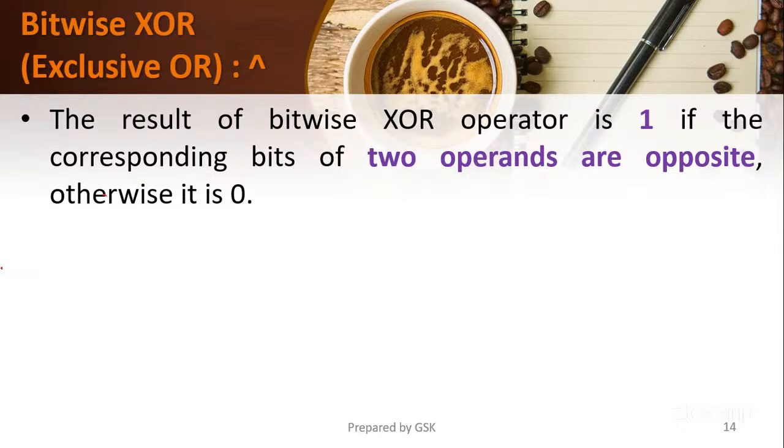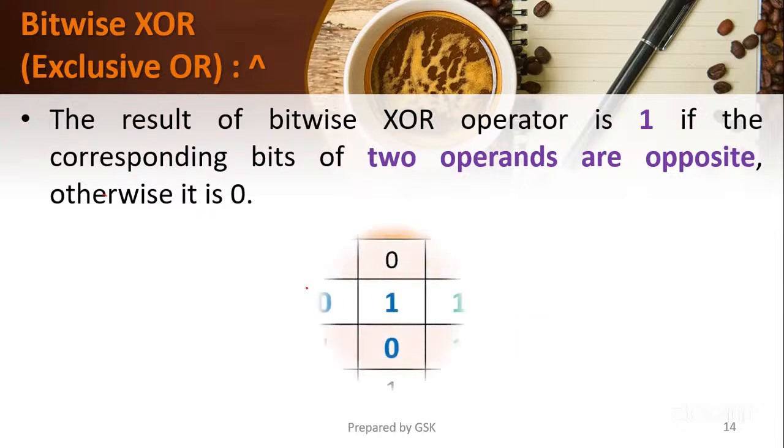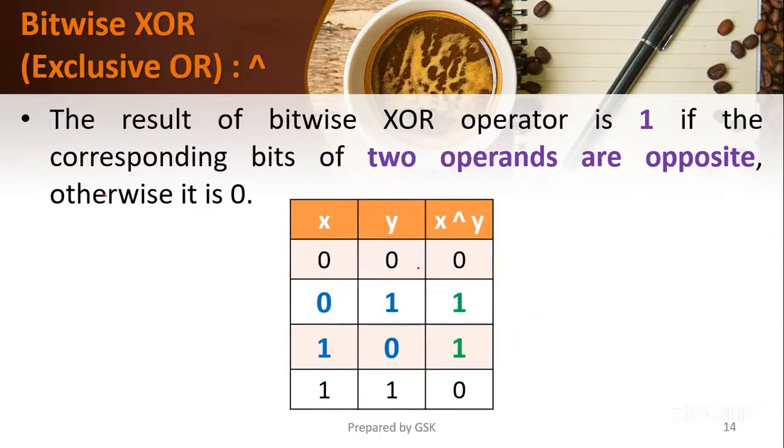Whenever you are working with the bitwise exclusive OR, the output is 1 if the corresponding bits of two operands are opposite. Okay, whenever you have two bits and two bits are opposite, then the output is 1. Otherwise, in all other cases, it returns 0. See the table, that will be clear to you.